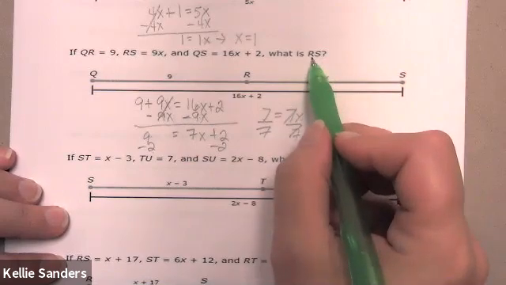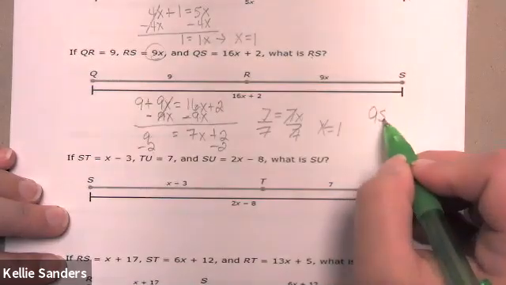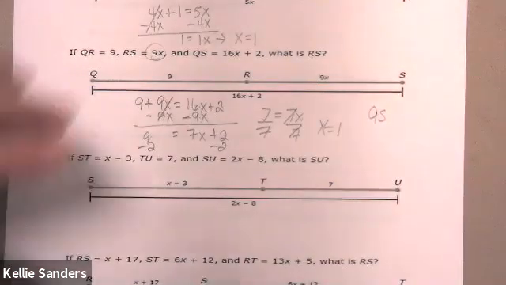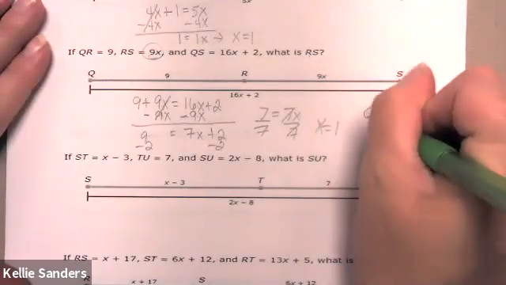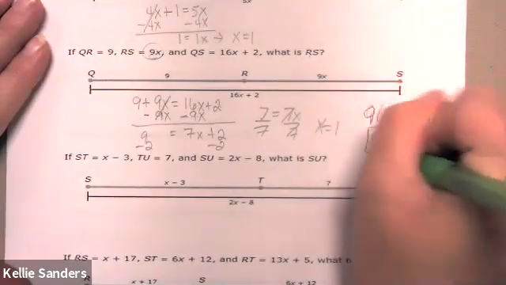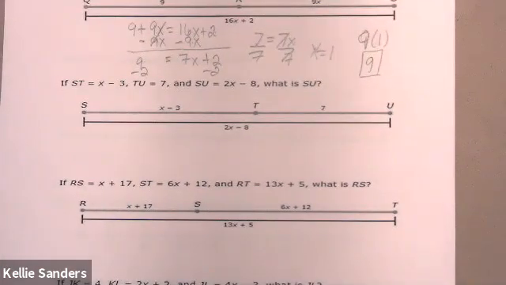It's not asking for x, it's asking for RS. RS is 9x. 9x, 9 times 1 is 9. Now, x isn't always 1. I promise you that, so don't get into the habit of it.